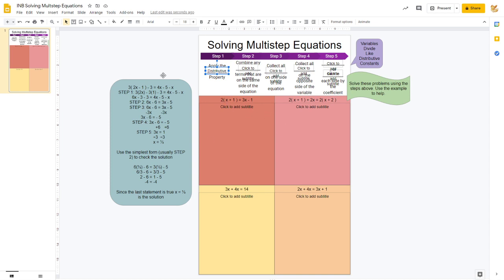So if we look at our example over here in this green box, you will see that we have 3 parentheses 2x minus 1 parentheses. So what we have to do is multiply this 3 to both the 2x and the minus 1. So step 1 shows that. We got 3 times 2 is 6, so 6x. Negative 1 times 3 is negative 3, so 6x minus 3 equals 4x minus 5 minus x. So that is distributive property.